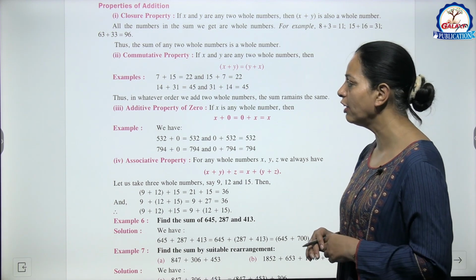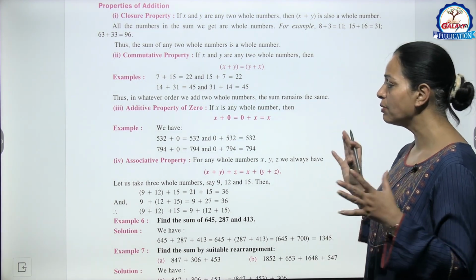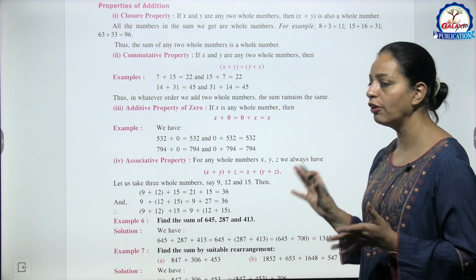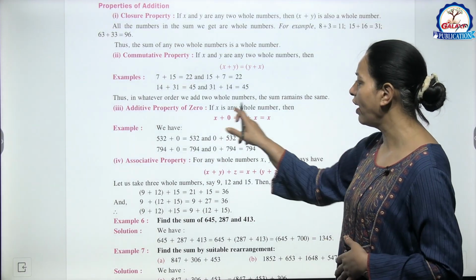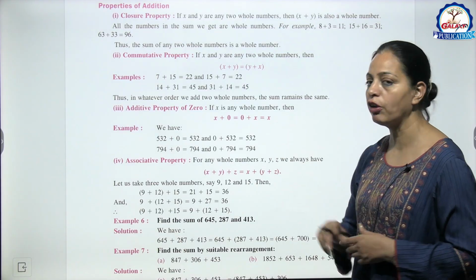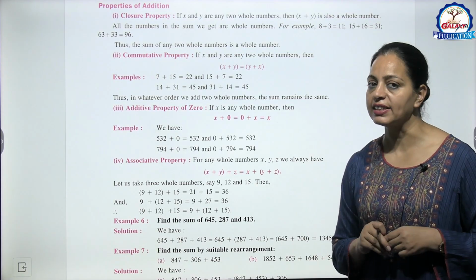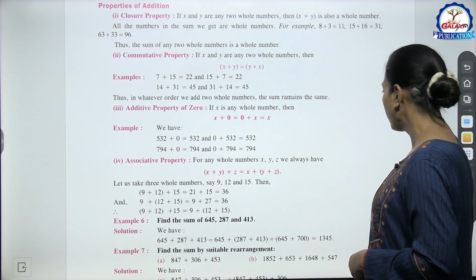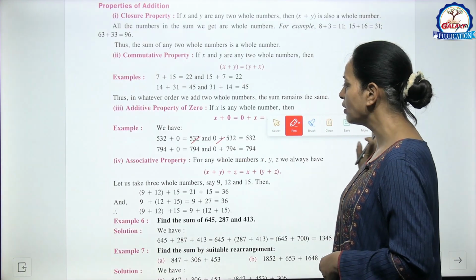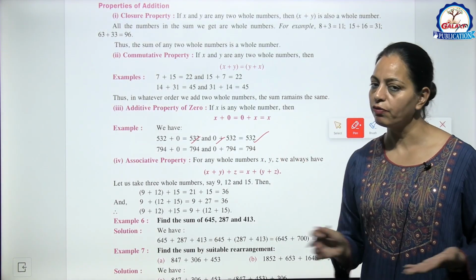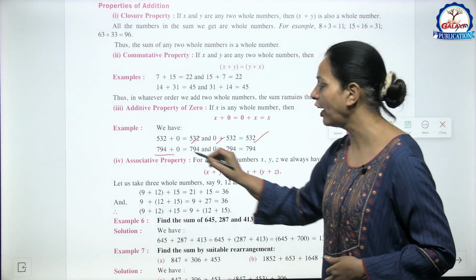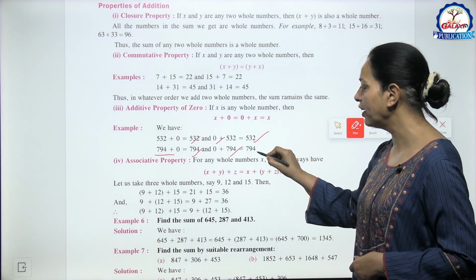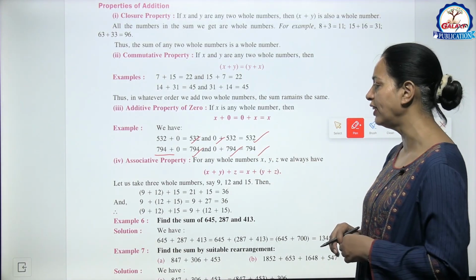The third one, additive property of zero, means if we add zero to any whole number, the answer would be that number only. So if x is any whole number, then x plus 0 equals 0 plus x, that is x. Suppose we have 532 plus 0. This is 532, and 0 plus 532 is also 532. 794 plus 0 is 794, and 0 plus 794 is 794 only.